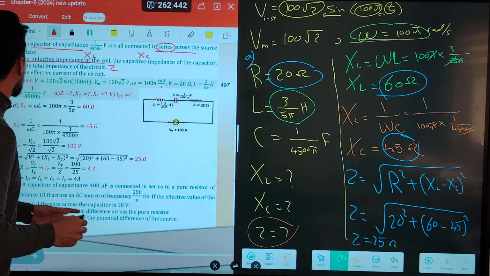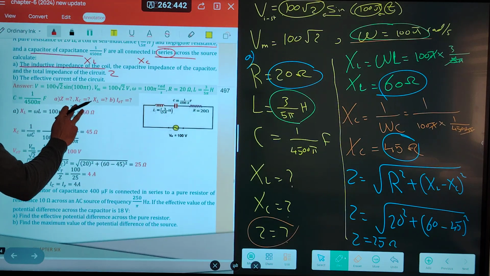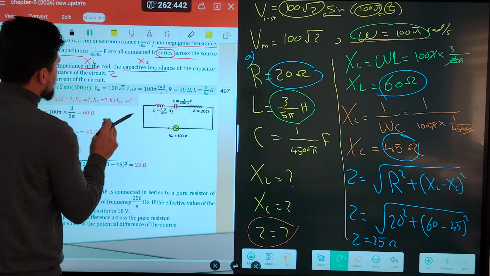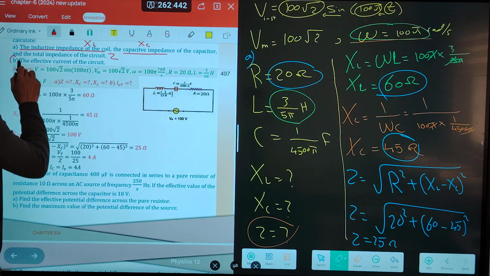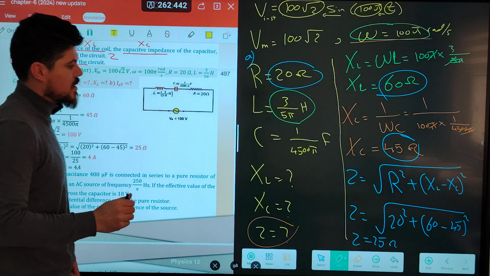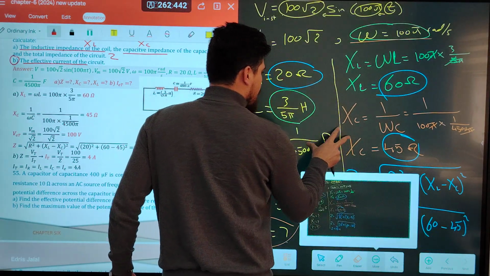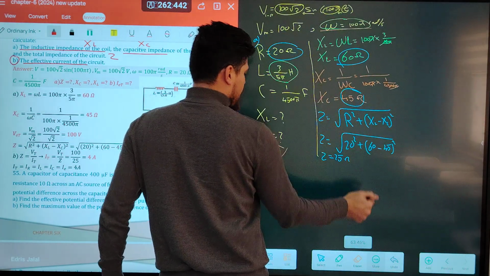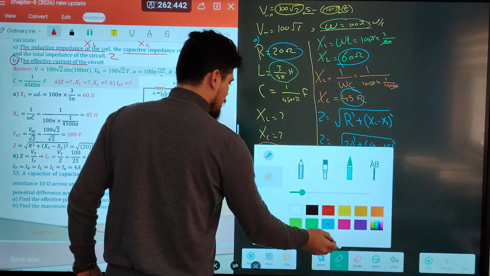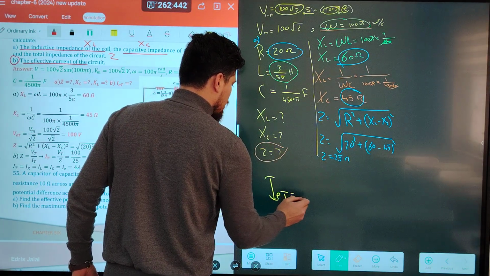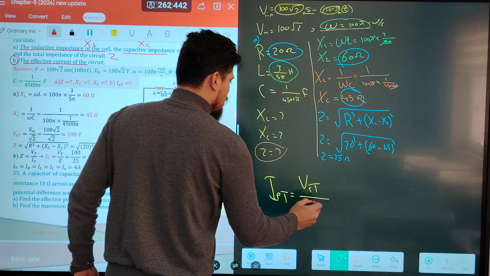Okay, in branch A, what is unknown? We found 3 unknowns: the inductive impedance of the coil, the capacitive impedance, and the total impedance. Branch B, the effective current of the circuit. In branch B, what is unknown? The effective current of the circuit. The effective current of the circuit means IE total. What is unknown? IE total is equal to VE total over Z.